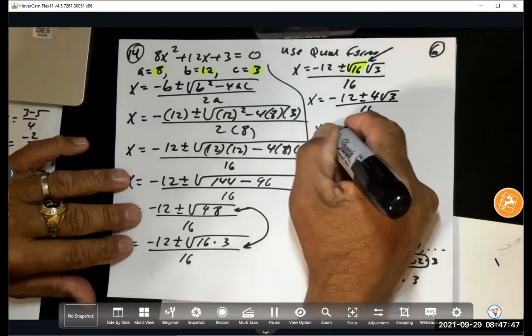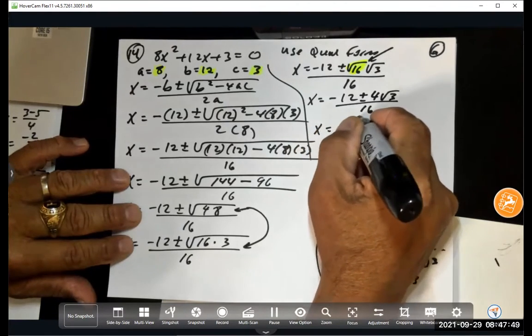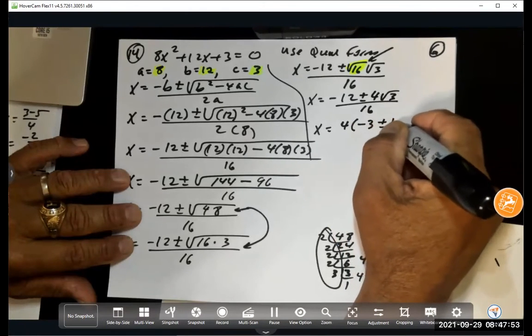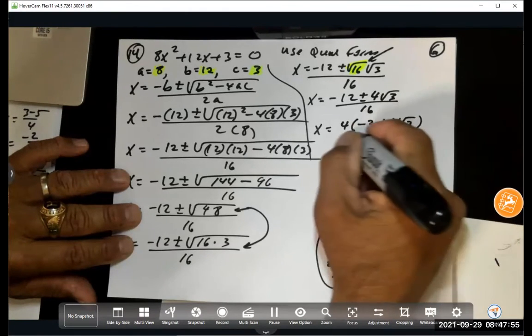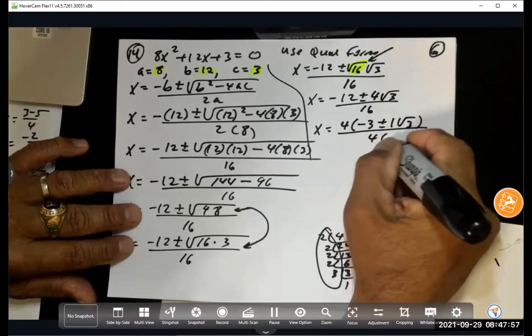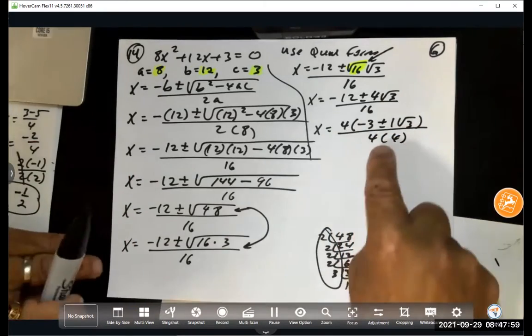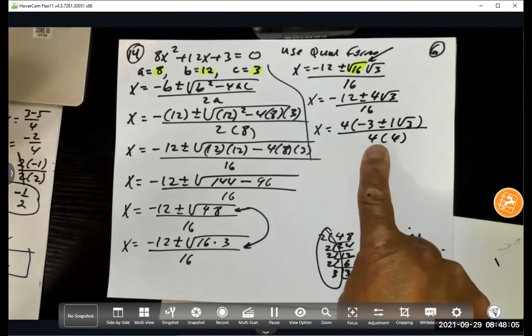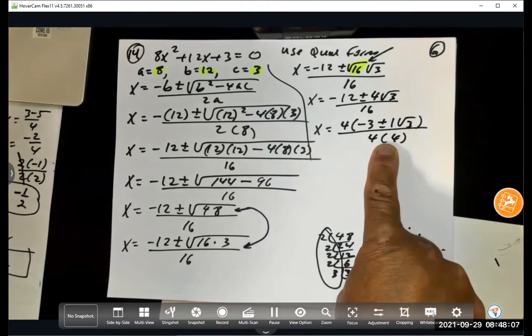Let me see if you can see this right here. Ready? I'm going to take a 4 out, and you're going to have negative 3 plus or minus 1 square root of 3 over 4 times 4. Okay, let me do it again. Is 4 times 4 in the bottom 16? Look at my finger. 4 times 4 is the same thing as 16.